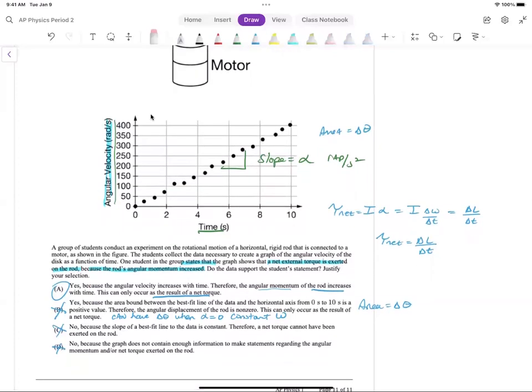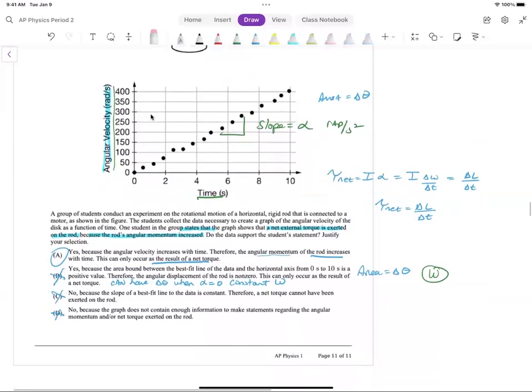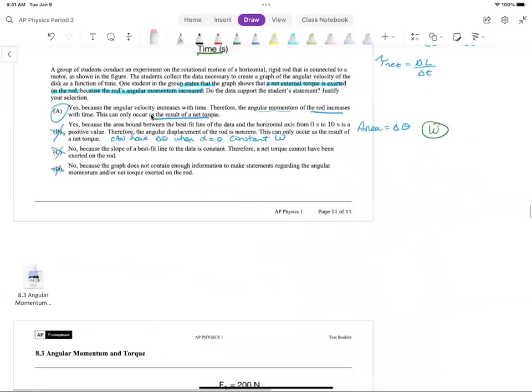B is interesting. I'll tell you, read this for a minute. Yes, the area is positive. Yes, delta theta is increasing. However, you can have a change in position when you have zero net torque. You can have a situation where you have no friction and you have a constant angular velocity, and you will have a change in theta. So B is incorrect. Okay, and C and D I think are a little bit more self-explanatory. I believe that is it.